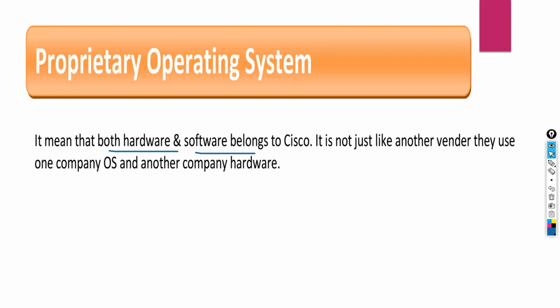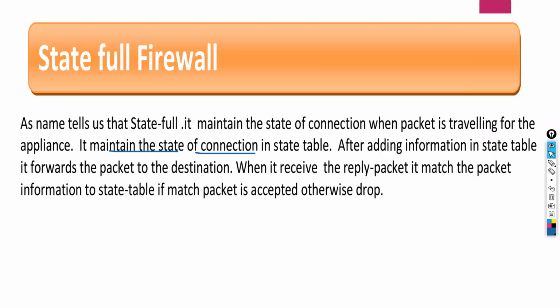So the first feature is the operating system. Next is the stateful firewall technique. I told you guys it's a common topic for any firewall. It maintains the state of a connection when a packet is traveling to the appliance. Appliance means I'm talking about the firewall.